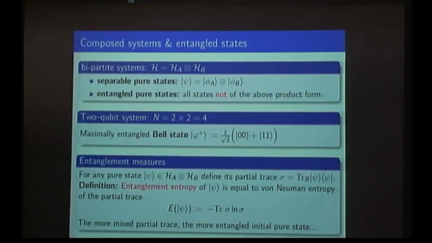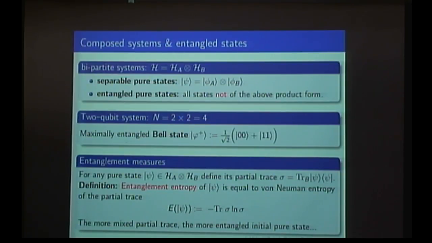To characterize degrees of entanglement, you can use many different ideas, but the simplest one is to take this projector onto the state we analyze and compute the partial trace. It's called the reduced density matrix. And now check whether this matrix is mixed or pure. To do it, we define the von Neumann entropy: minus trace rho log rho, sigma log sigma. And this is a quantity which describes entanglement of the initially pure state.